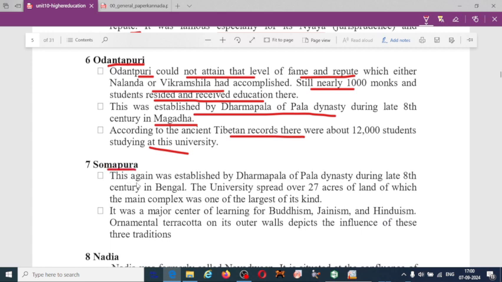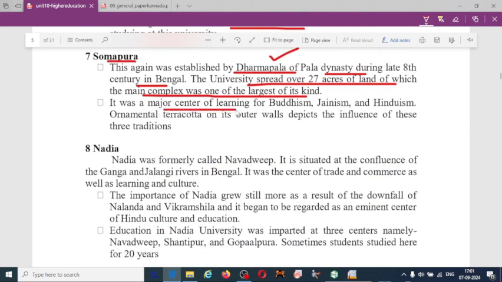Somapura. This again was established by Dharmapala. Vedantapuri and this Somapura, those all were established by Dharmapala, Pala dynasty during 8th century in Bengal. The university spread over 27 acres of land, of which the main campus was one of the largest of its kind. So it was a major center of learning for Buddhism, Jainism, Hinduism. Ornamental terracotta on its outer walls depicted the influence of these three traditions.